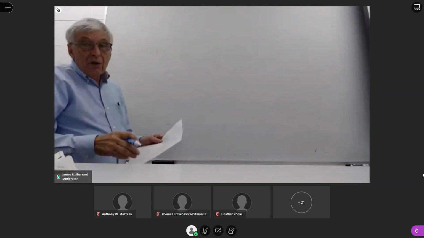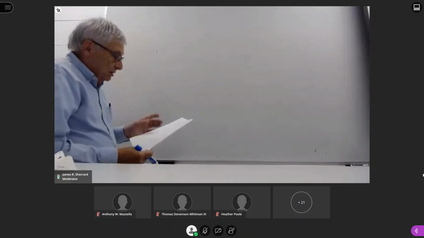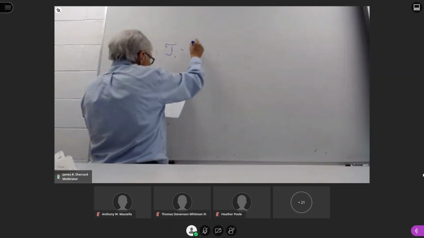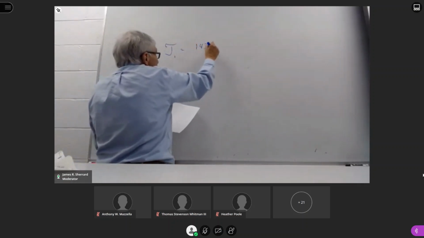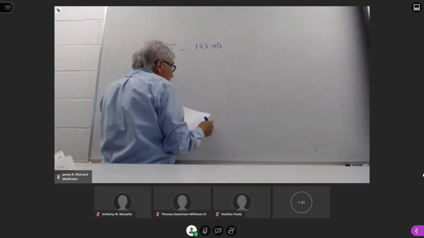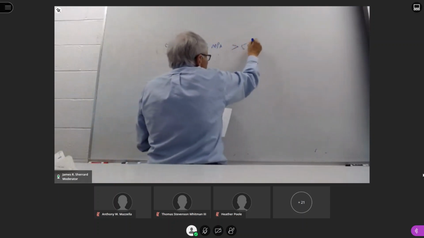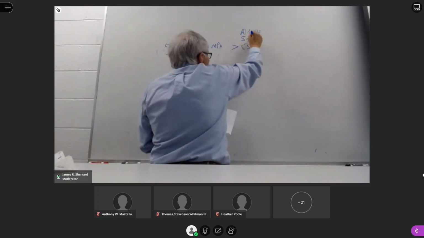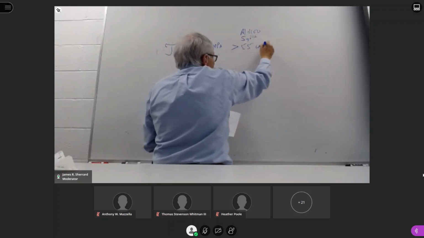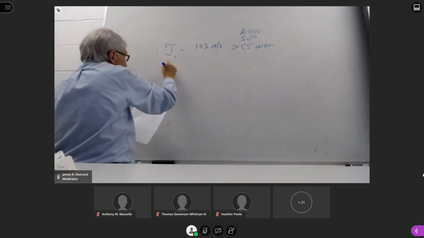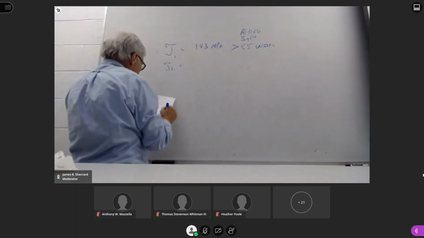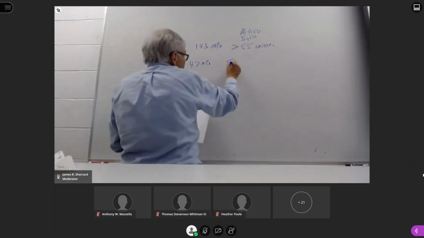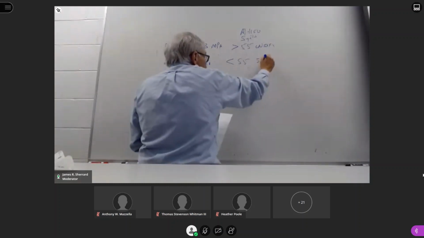Okay, let me go back to the quiz, and I want to put my answers up on the board that I had for the quiz. So for shear stress in region 1, I had 143 megapascals, which is greater than 55. So unsafe. For region 2, I had that value to be 47 megapascals. So that is less than my 55, so safe.